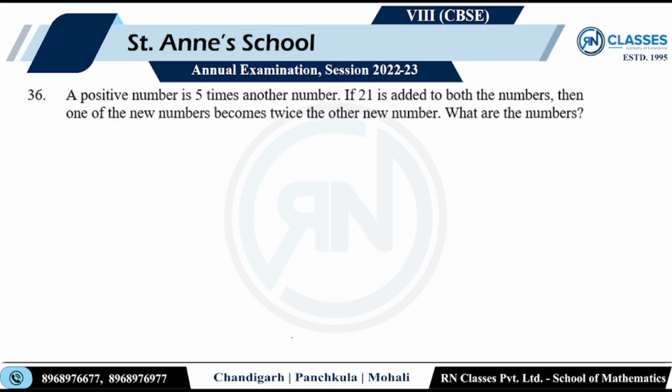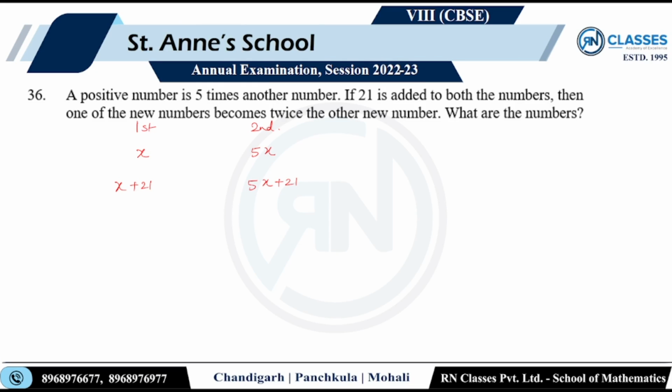5 marks are yours. A positive number is 5 times another number. Okay. So let the first number be, यहाँ पे मैं लिख लेता हूँ first, यहाँ पे मैं लिख लेता हूँ second. So let the first number be x. So the other number would be 5x. Now 21 is added. This becomes x plus 21 and यहाँ पे बन गया 5x plus 21. Both the numbers पे मैंने 21 add कर दिया.